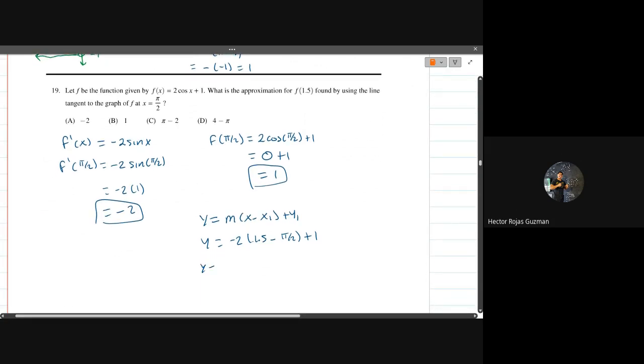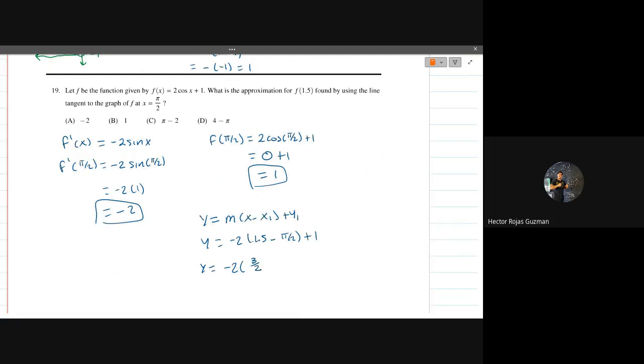Okay, don't freak out. Just take the 1.5 and convert it to a fraction. So that's 3 halves. We're going to distribute the negative 2. That's going to give us negative 3 plus pi plus 1. And we can see that our answer is pi minus 2. All right.